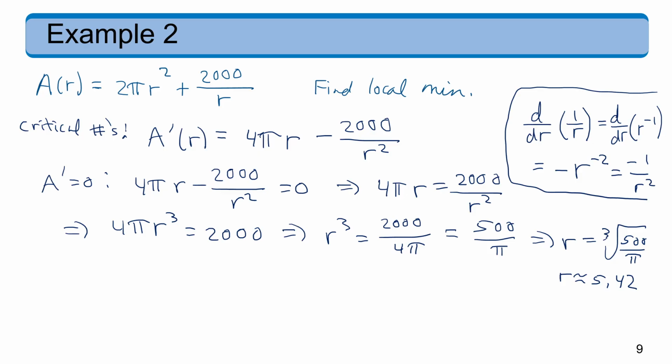So now the question, is this a max or a min at this critical number, right? We only have the one critical number. Or it could be neither, right?